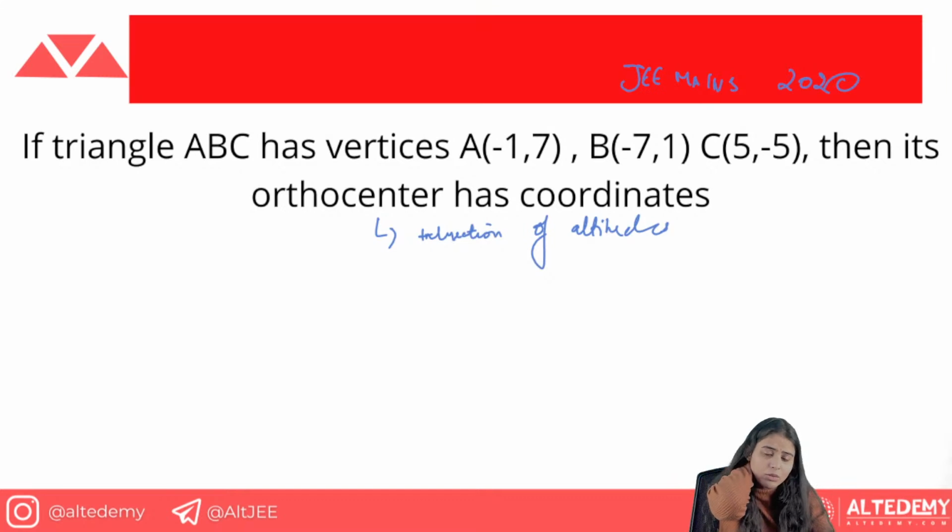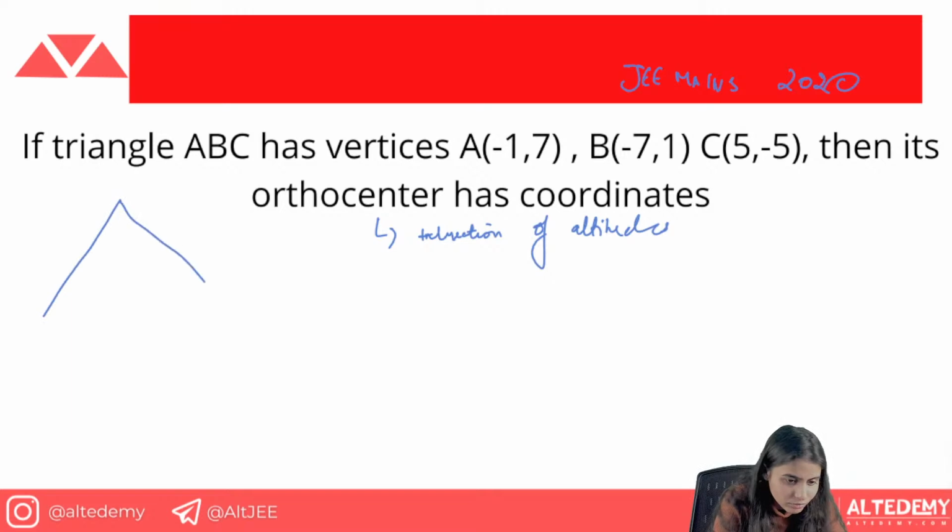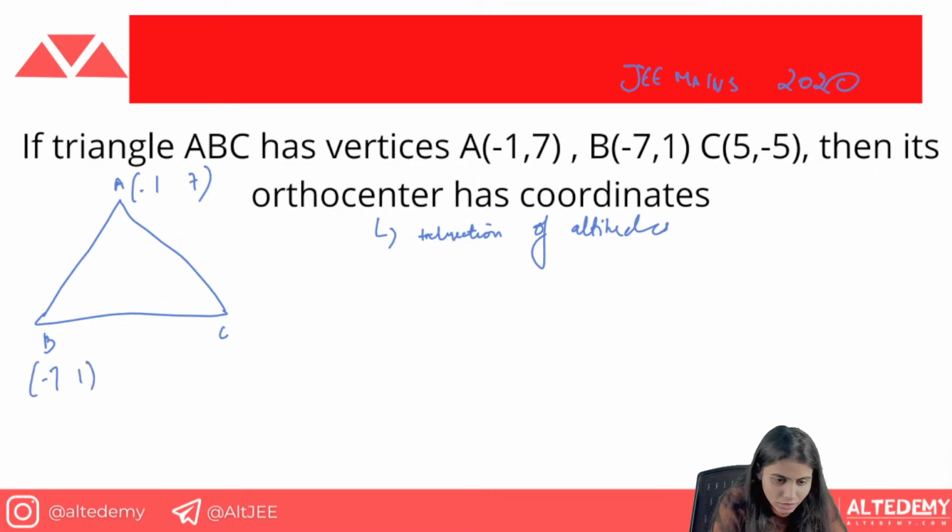So for that we don't have the value of angles, so here we will use the basic concept. Firstly we will draw the diagram. The diagram looks like A, B, C. The points are (-1, 7), (-7, 1), (5, -5).